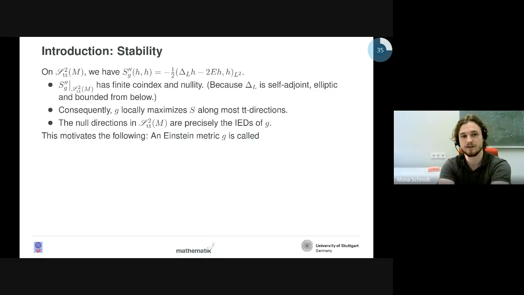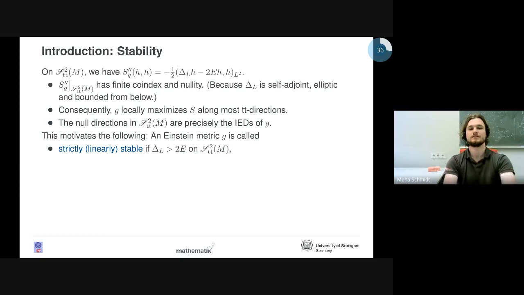And this motivates the term stability: we call an Einstein metric g strictly stable, or strictly linearly stable, if the Lichnerowicz Laplacian is strictly greater than this critical eigenvalue on TT tensors.